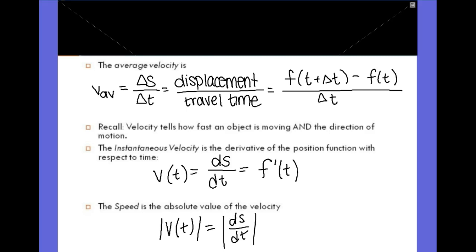Velocity tells me two things: how fast an object is moving and the direction of motion. So again, the direction means, is the object going up or down? That's going to come from being positive or negative. The instantaneous velocity is thus the derivative of position. So v of t is ds/dt, or f prime of t.